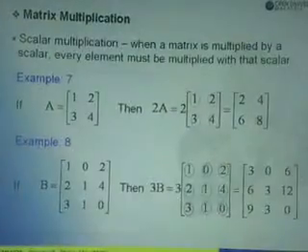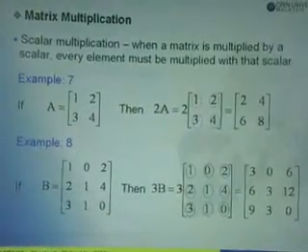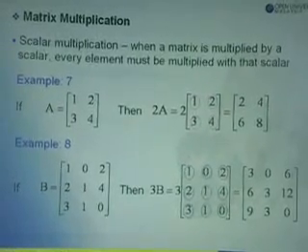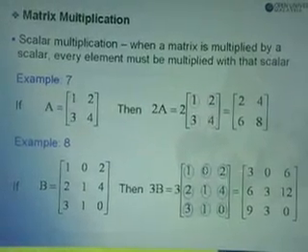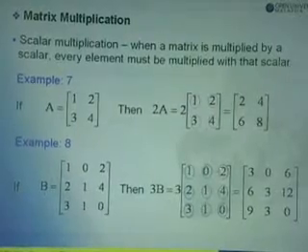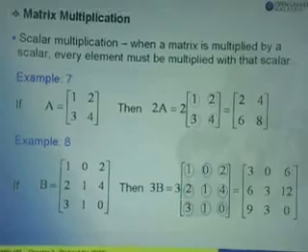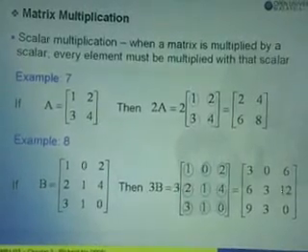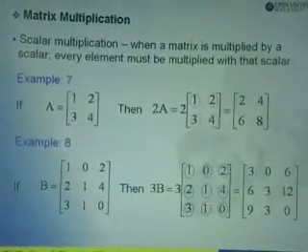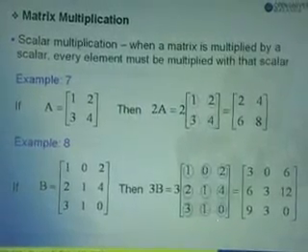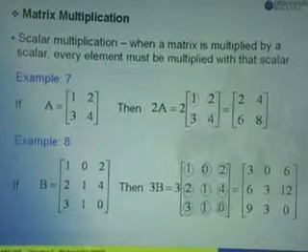To find 3B, we take the scalar 3 multiplied by all the elements in the matrix B. So 3 times 1 will give us 3. 3 times 0 equals 0. 3 times 2 equals 6. 3 times 2 equals 6. 3 times 1 equals 3. 3 times 4 equals 12. 3 times 3 equals 9. 3 times 1 equals 3. And finally 3 times 0 equals 0.